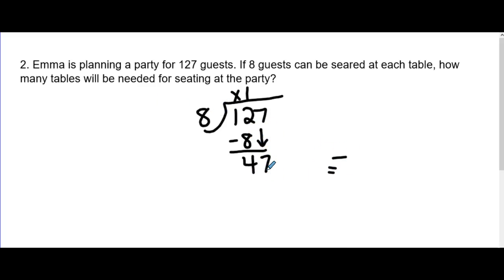We end up with 47 divided by 8. 47 divided by 8 is 5. 5 times 8 is 40. So we end up with a remainder of 7. And because we were dividing people, we need to make sure that we have the exact amount of tables that are needed because nobody can sit on the floor.